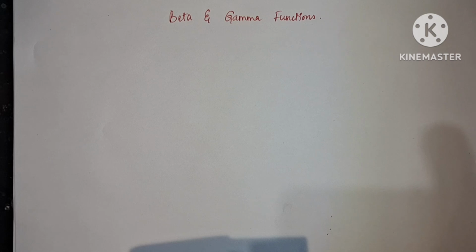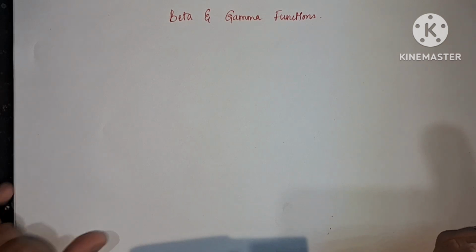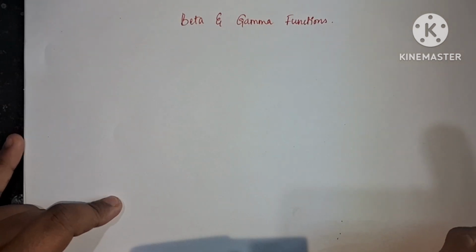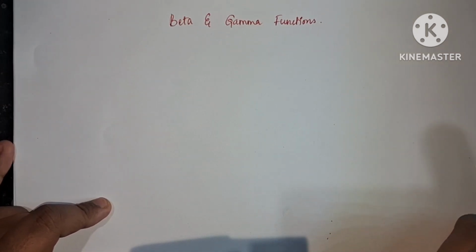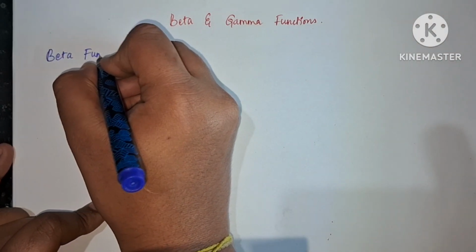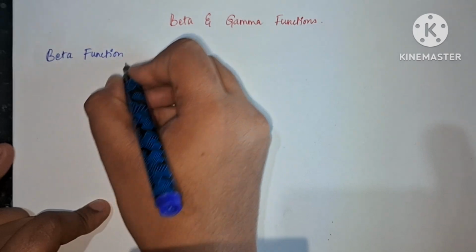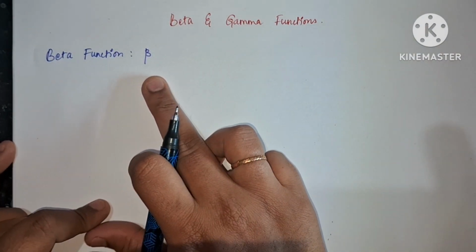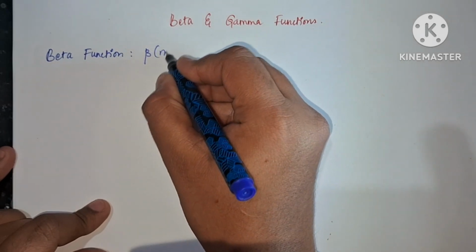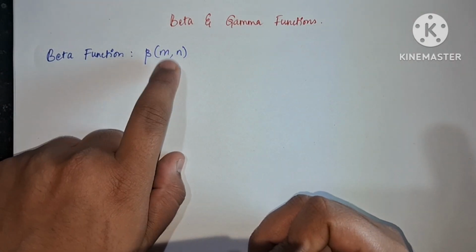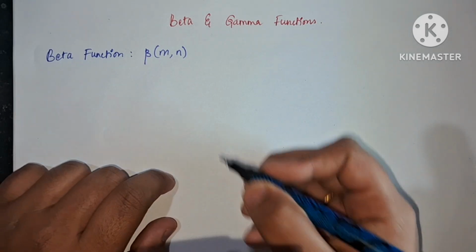Before defining the beta function, I will give the notation by which it is defined. I am writing here beta function. Beta function is defined by the notation beta. It has two variables, that is m comma n. So the beta function is defined as beta of m comma n, and the formula is given as follows.